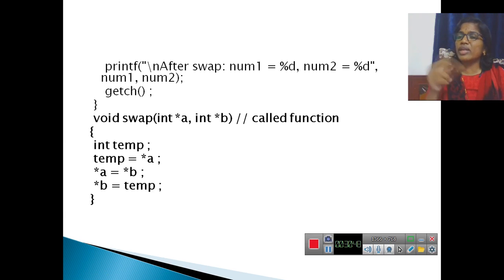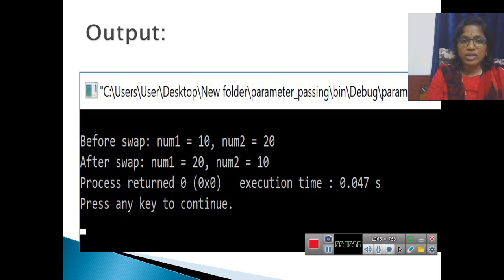Right? So 10 becomes 20, 20 becomes 10. Hope you have understood. So this is the output. Before swap, number 1 is 10, number 2 is 20. After swap, number 1 is 20, number 2 is 10. Because by taking the addresses in hand, they have exchanged the data directly at the location. It has been changed.